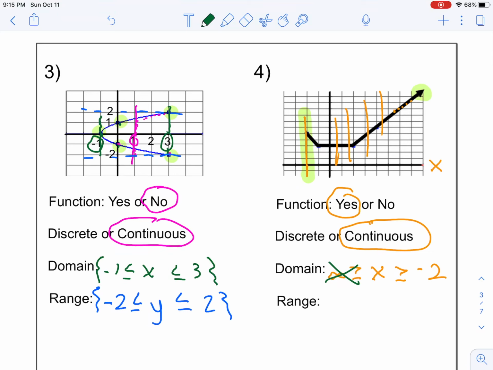And then your y values, well, my y values right here never go below this point. And again, this arrow shows that they're going to infinity on the y-axis as well. So that means my y values are greater than or equal to, looks like 1, 2, 3. So greater than or equal to 3.